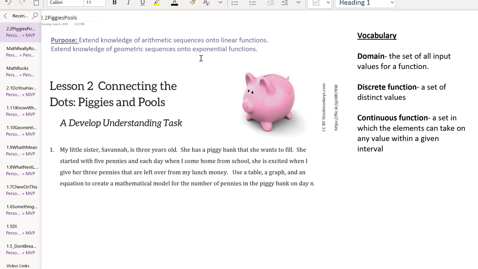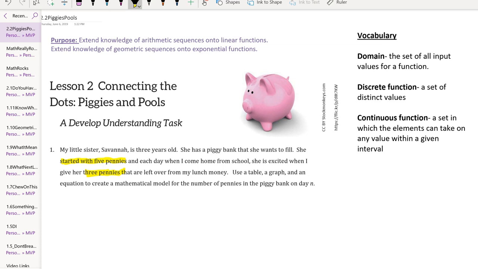of this task. So in scenario one, we have a person whose little sister, Savannah, has a piggy bank that she wants to fill. And so the essential information that comes out as you read over this is that she's starting with 5 pennies, and each day when Savannah's sibling comes home from school, she gives her 3 pennies.